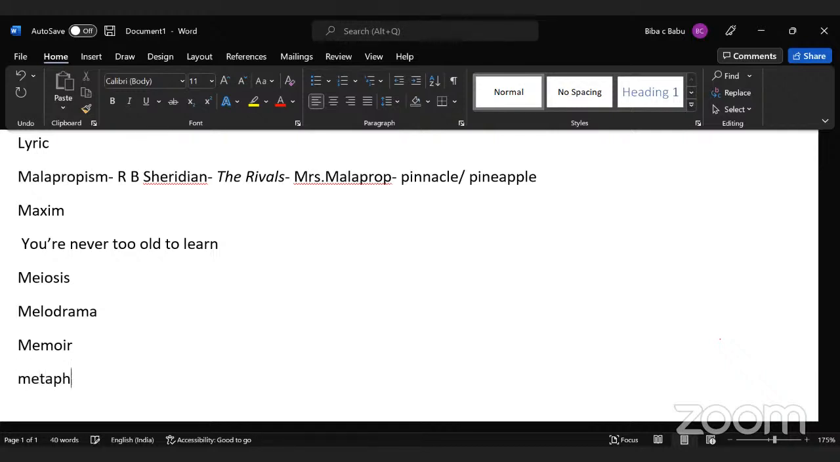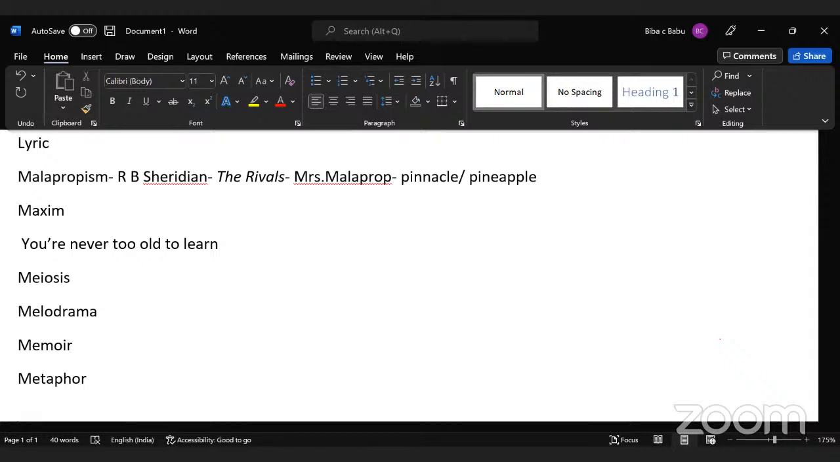Next is metaphor. Metaphor, you will come across again. It's an important term. It's a figure of speech. Remember, we discussed figure of speech last class. It is a poetic device, and metaphor is an example of a figure of speech.